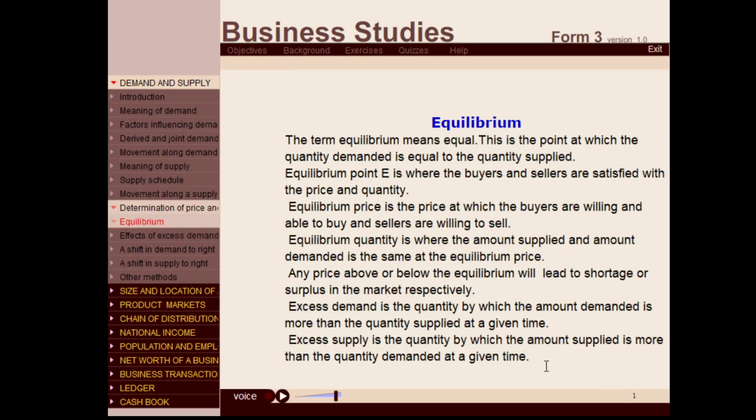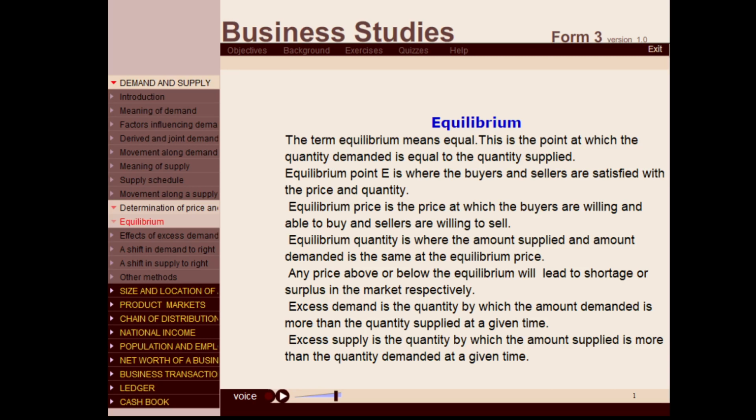Equilibrium. The term equilibrium means equal. This is the point at which the quantity demanded is equal to the quantity supplied. Equilibrium point E is where the buyers and sellers are satisfied with the price and quantity.